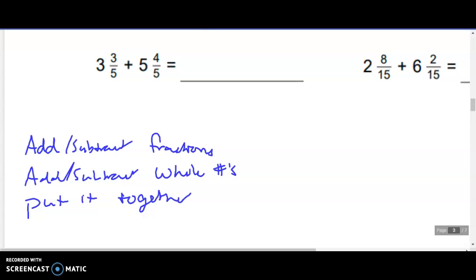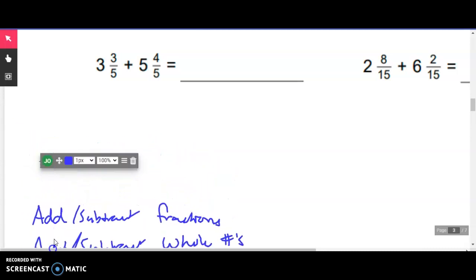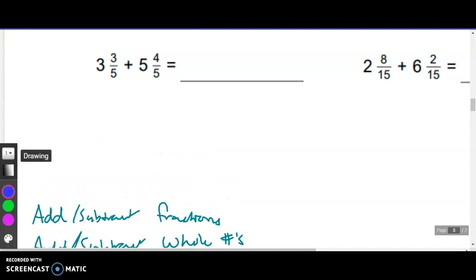Now, there is going to be part of this where we're going to carry when we're adding and borrow when we're subtracting. And that's okay. It's not hard to carry or to borrow when it comes to fractions, okay? So I don't want you to think like, oh, well, we can't do that. So I'm going to show you right now. I picked these problems for a reason.